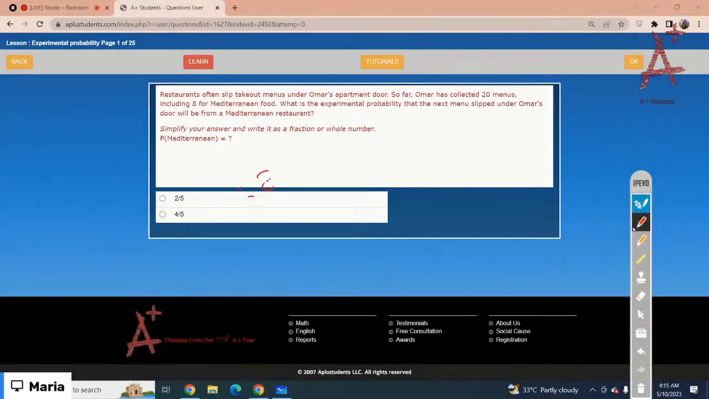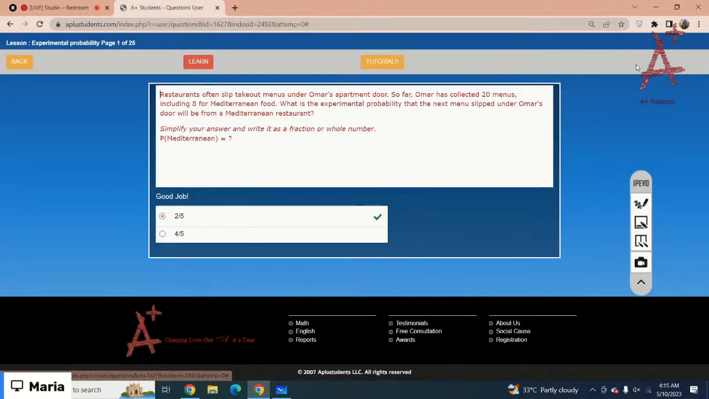It would be 8 out of 20. Got it? And the simplest form of 8 out of 20, you can divide them by 4. So 4 times 2 is 8, and 4 times 5 is 20. So it would be 2 over 5. That means the experimental probability of the Mediterranean would be 2 by 5. Got it?